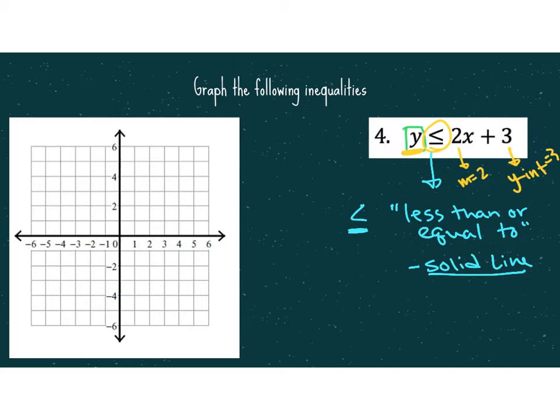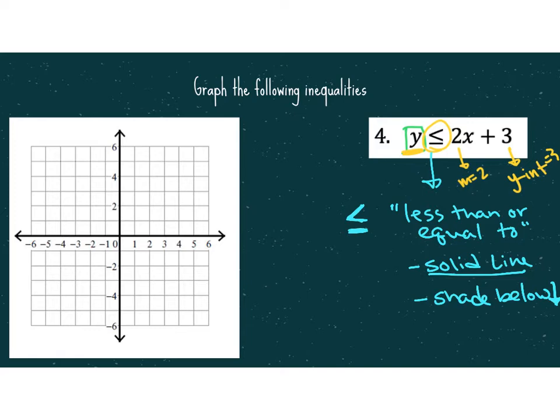And then I'm less than, so I want to shade underneath or shade below. Okay, so those are those two choices that I have to determine. So less than or equal to means that I'm using a solid line, but I'm shading below whatever the line is. All right, so now let's come back here and let's go ahead and graph our line.